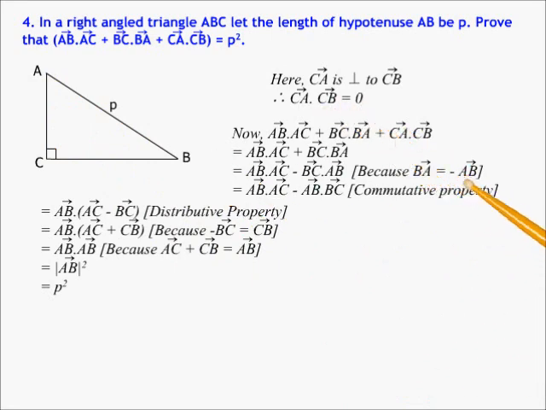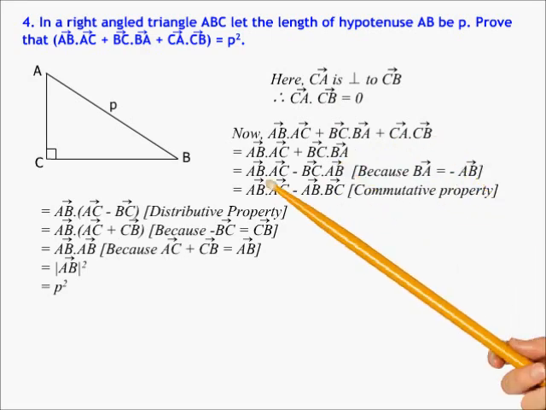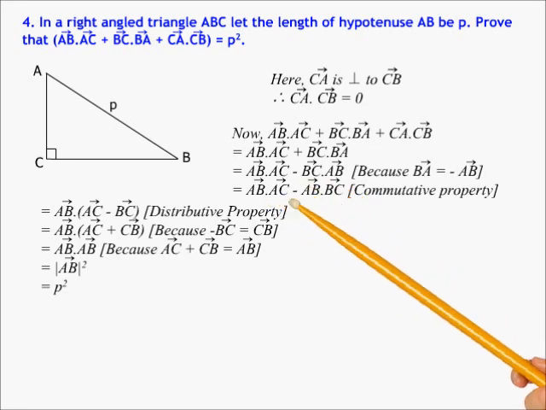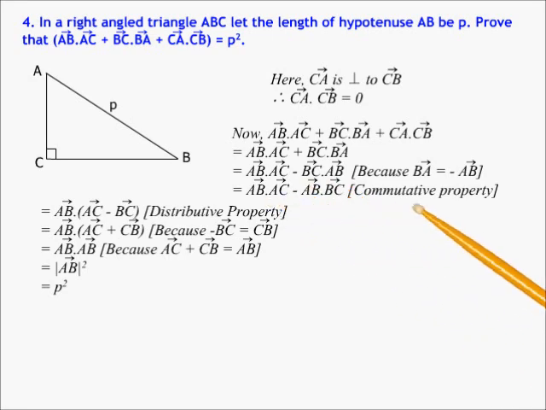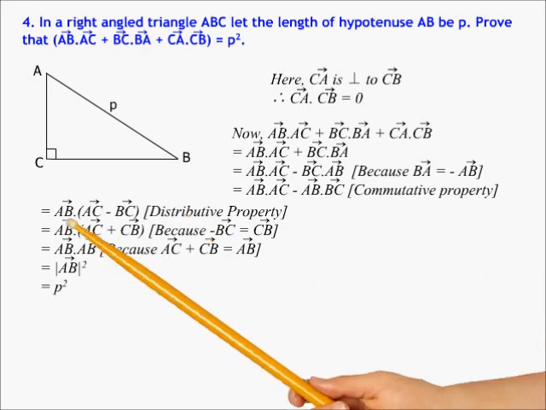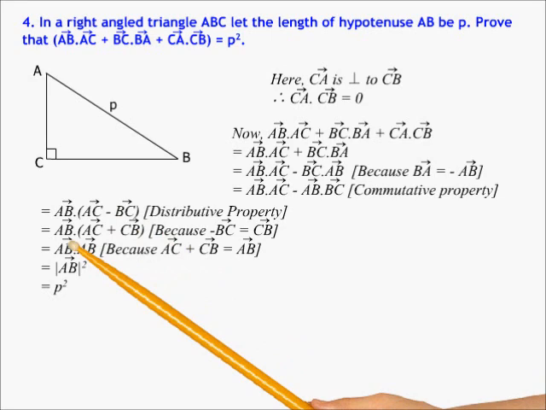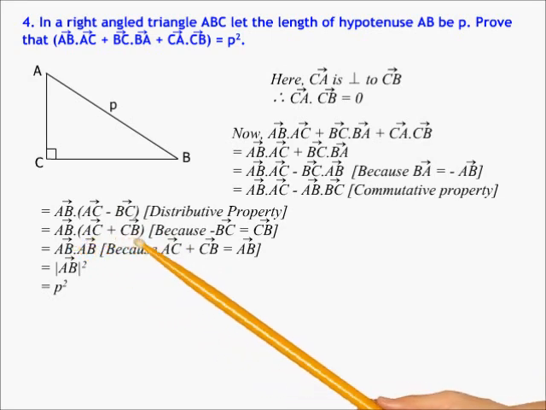Now BA equals minus AB. Therefore this becomes AB.AC minus BC.AB, which is equal to AB.AC minus AB.BC, applying commutative rules. This becomes AB.(AC minus BC), which is equal to AB.(AC plus CB).